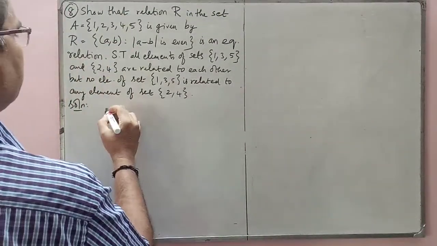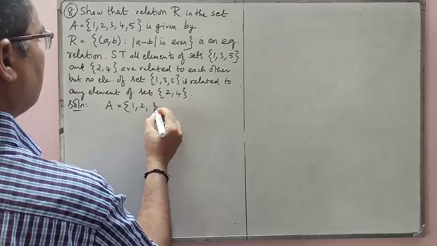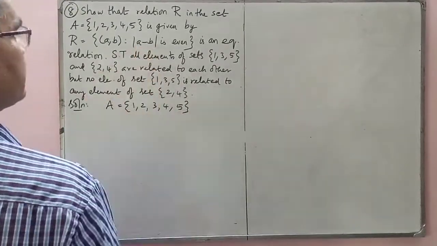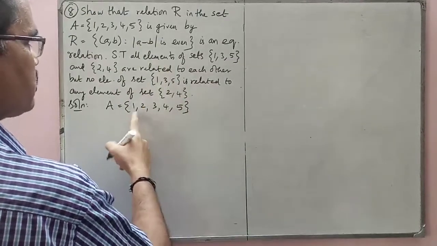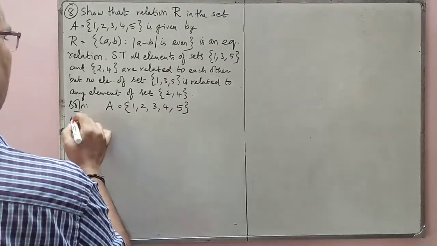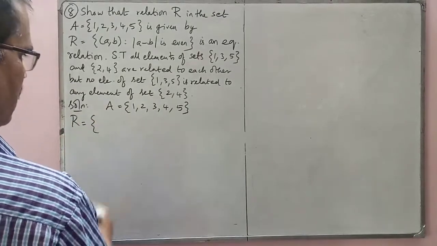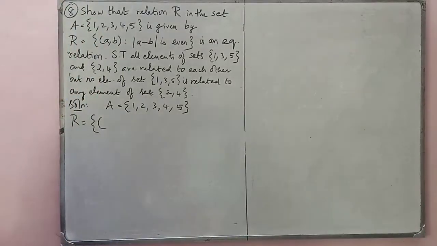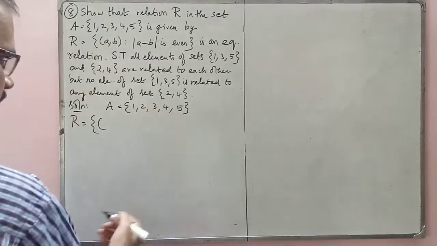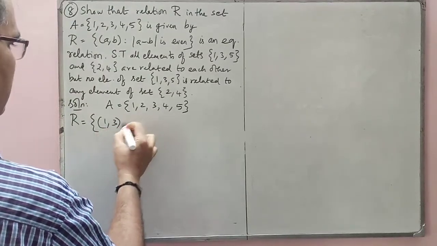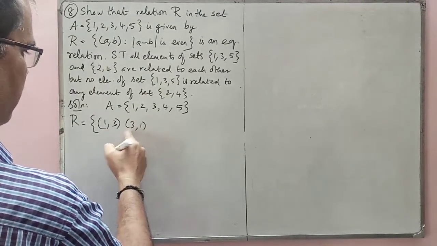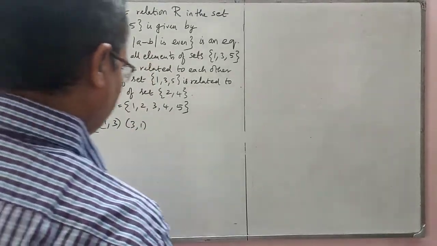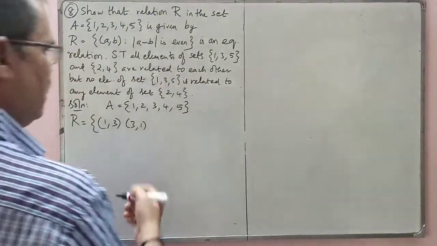Now let us take the set A = {1, 2, 3, 4, 5}. First, we should understand the meaning of this |a − b|. The difference between any two numbers should be an even number. So let us write all the ordered pairs of the relation R. Do you think the difference between 1 and 2 is even? 1 minus 2 is 1, right? So it is not even. 1 and 3, yes, the difference is 2. 1 and 3, even 3 and 1, even if you have minus 2, because of this modulus sign, it changes to positive. It is even.